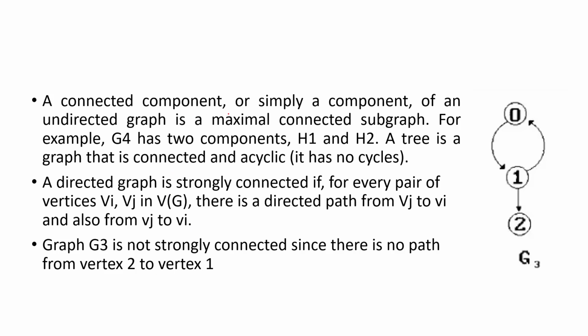A connected component, or simply component, of an undirected graph is a maximal connected subgraph. For example, G3 has two components, H1 and H2. A tree is a graph that is connected and acyclic. There is no cycle here. In case of a tree, it goes from parent to child node only. There is no connection from child node to parent, but in a graph you can have.